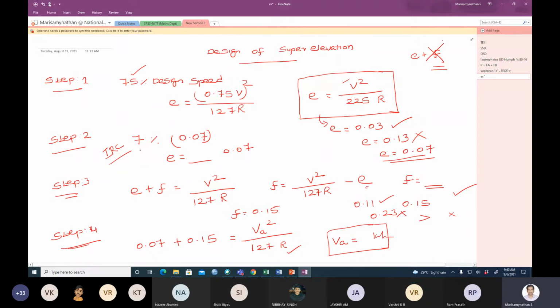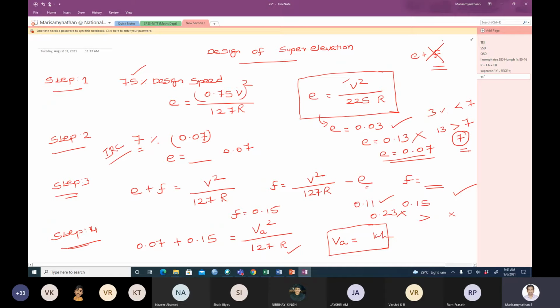The next step: we know that IRC permits a maximum super elevation value of 7%. If it exceeds 7%, then we restrict it to 7% alone. For example, I showed that if it is 0.03, then it is 3%, which is accepted since it is less than 7%. But when it comes to 13%, it is more than 7%, so we have to provide the super elevation as 7%.